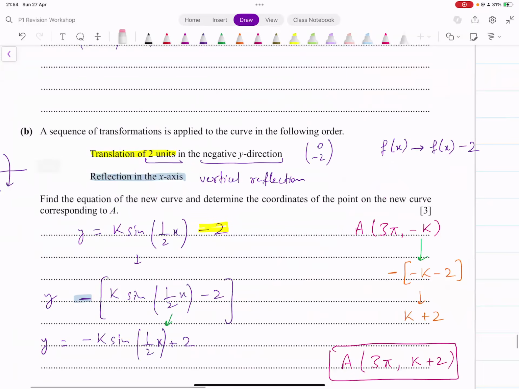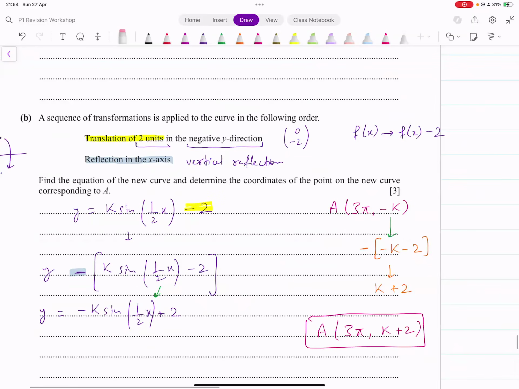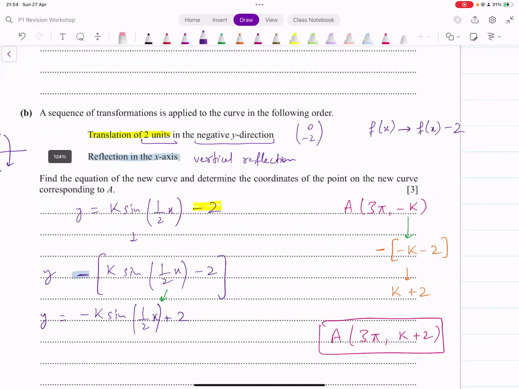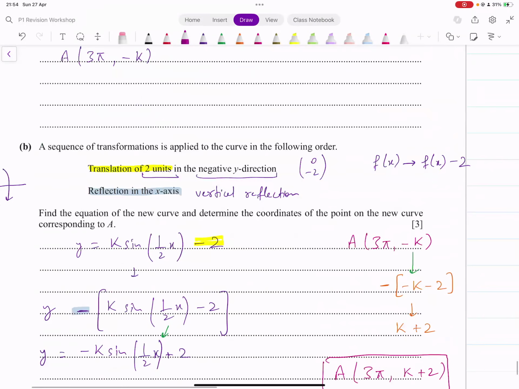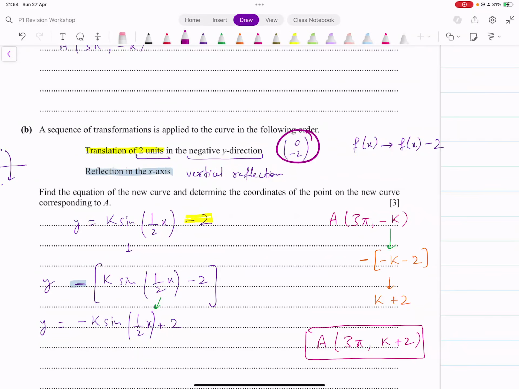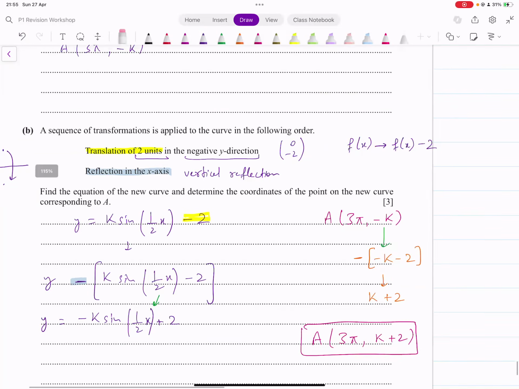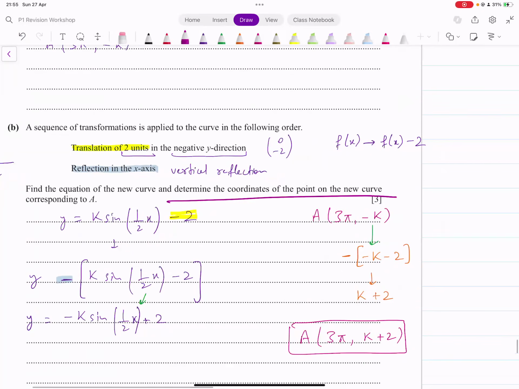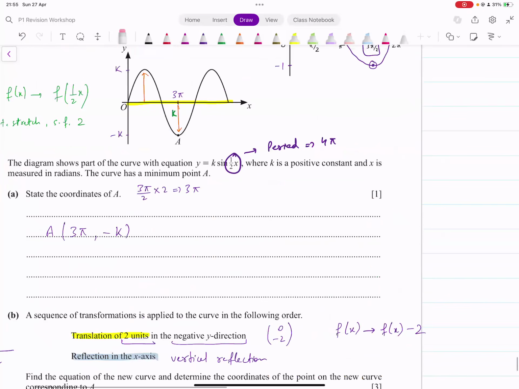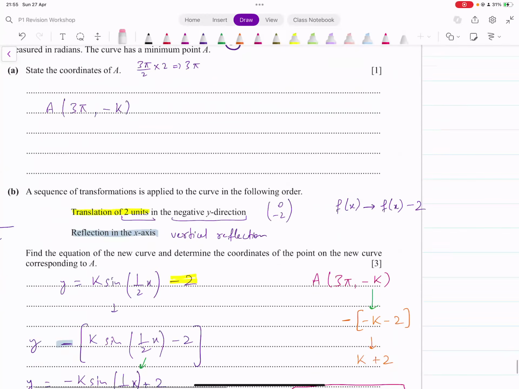And then it says a sequence of transformations is applied to the curve in the following order. Now, this is the curve that you have. They're applying some transformations to it. Translation of 2 units in the negative y direction, that's 0, minus 2. Reflection in the x-axis, that's a vertical reflection, right? The y coordinate gets multiplied by minus 1. And then it says, find the equation of the new curve and determine the coordinates of the point on the new curve corresponding to A. So corresponding to the point A, the minimum point, you have to find the new point. How do you do this now?